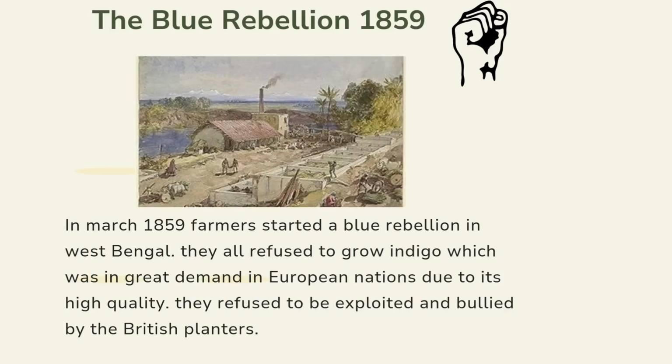The Blue Rebellion, 1859. In March 1859, farmers started a Blue Rebellion in West Bengal. They all refused to grow indigo, which was in great demand in European nations due to its high quality. They refused to be exploited and bullied by the British planters.